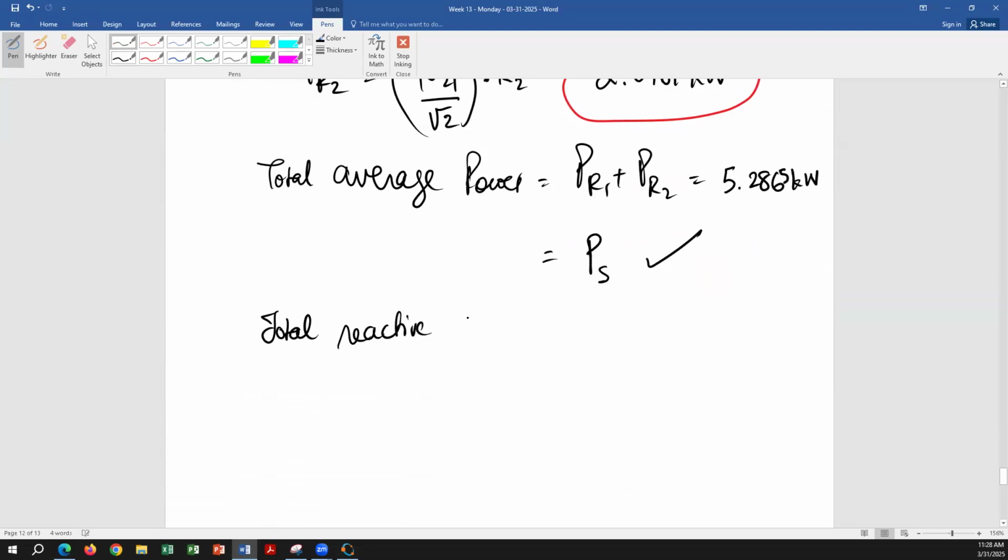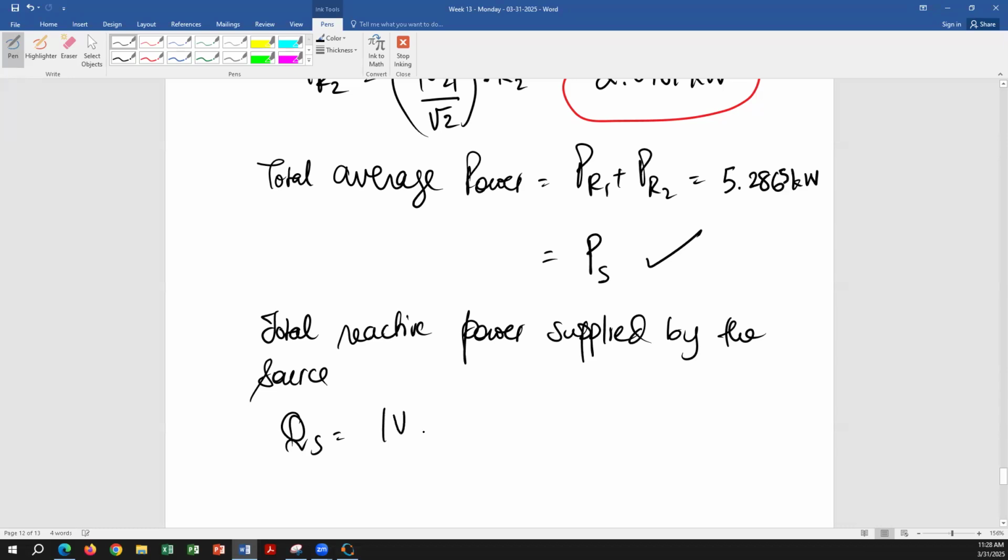Total reactive power supplied by the source. Qs is magnitude of Vs, magnitude of Is, divided by square root of 2, square root of 2, times sine of angle of Vs minus angle of Is.